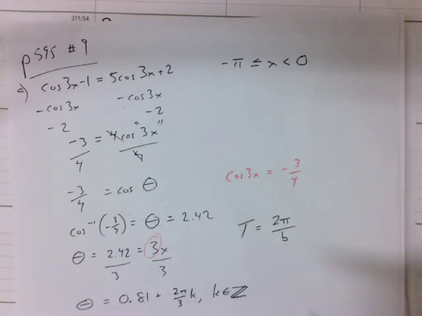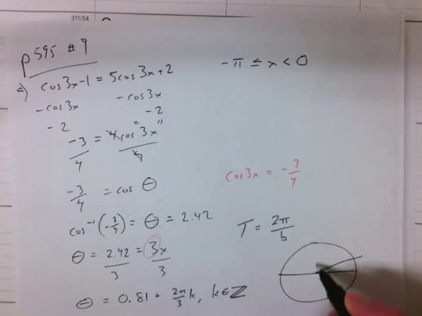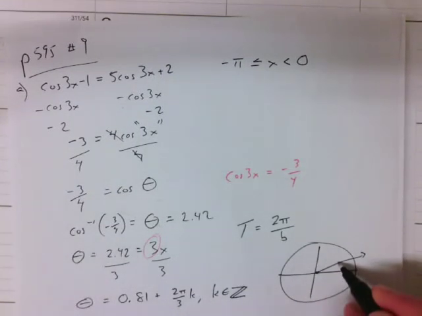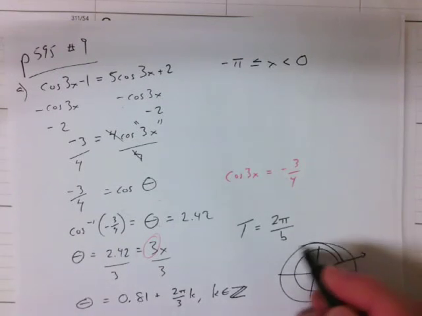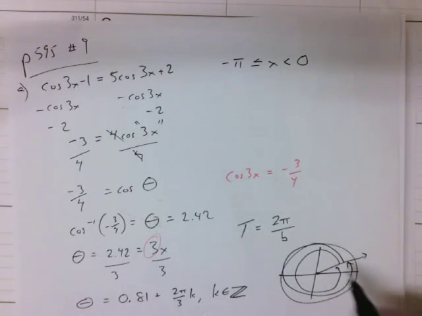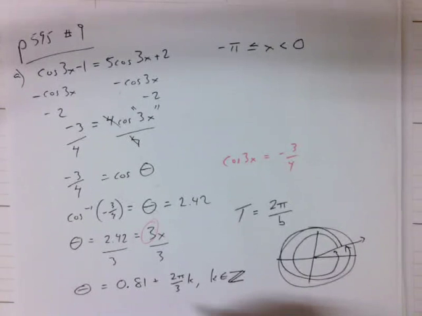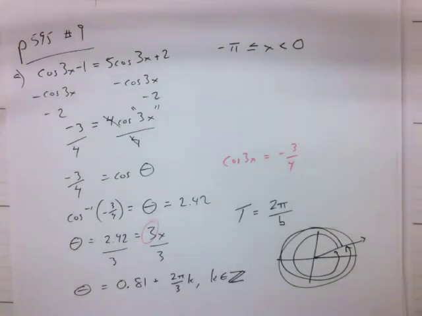We would add 2 pi. So for example, if whatever the value is 0.81, it's somewhere here. If you add 2 pi, then you have the coterminal angle, and you add as many 2 pi's or take away 2 pi's, it all works out. That's when the period is 2 pi. In this case, the period is 2 pi over 3. That's why you have to add 2 pi over 3. It's not just 2 pi. Hopefully that makes sense.